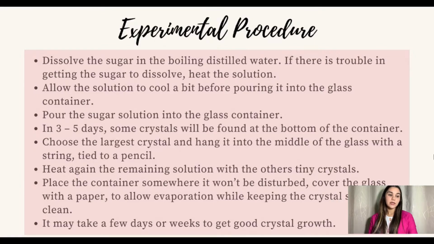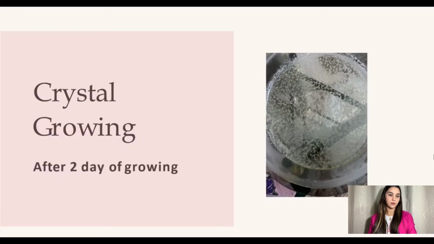Basically the procedure is to dissolve the sugar in boiling water, then allow the solution to cool a bit and pour the sugar solution into a glass container. In 3 or 5 days you will see some little crystals at the bottom of the container. You have to choose the best crystal and hang it in the middle of the glass with a string and place the container somewhere it won't be disturbed.